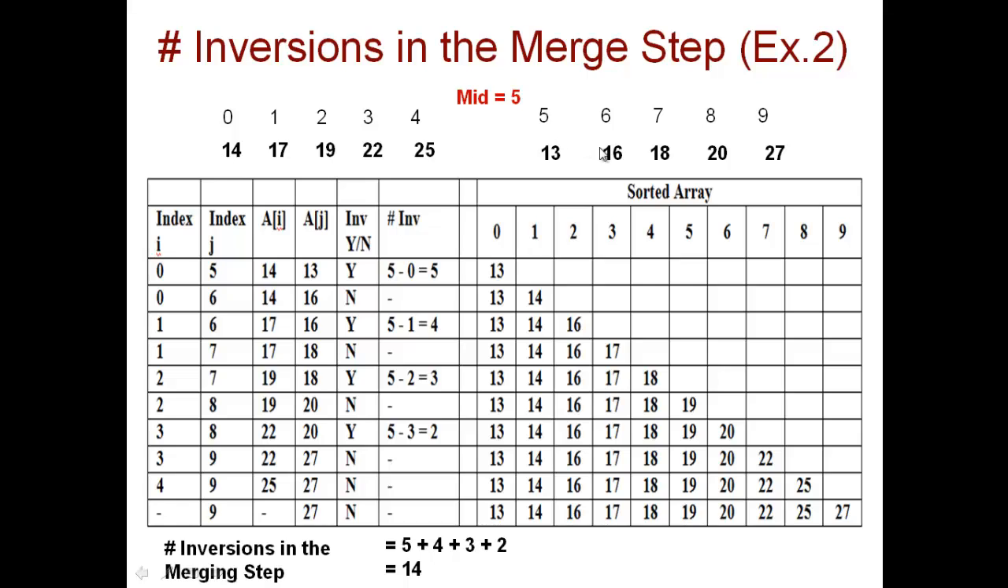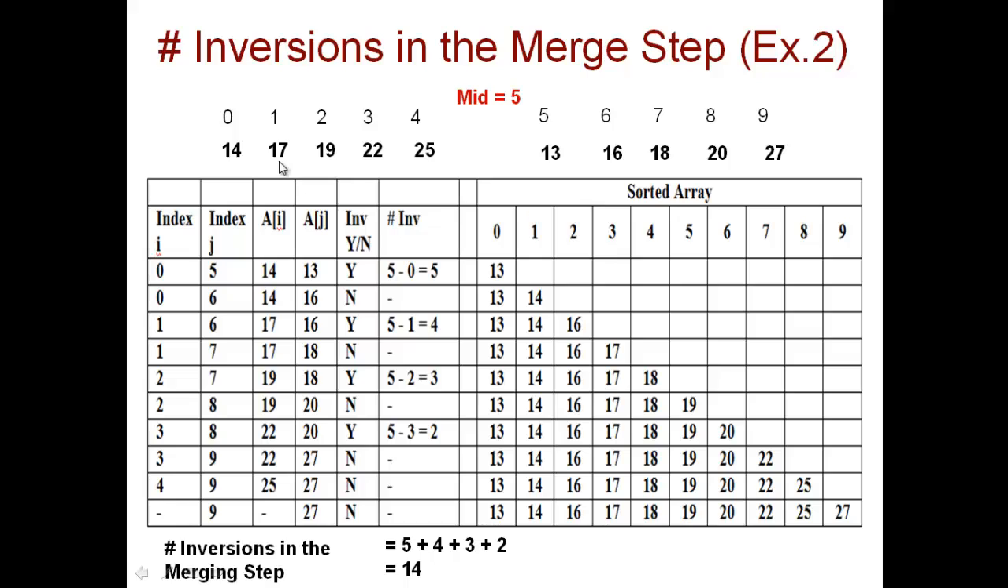So 14 compared with 16, 14 is not greater than 16, so that's not an inversion. So simply write down 14, the smaller of the two, and move the corresponding index. So we write down 14 and move i to the next index 1. Now compare index 1, we have 17, index 6, we have 16. 17 with 16, that's an inversion, 17 greater than 16. How many inversions? Mid minus i. Mid is 5 minus i is 1, so 4 inversions.